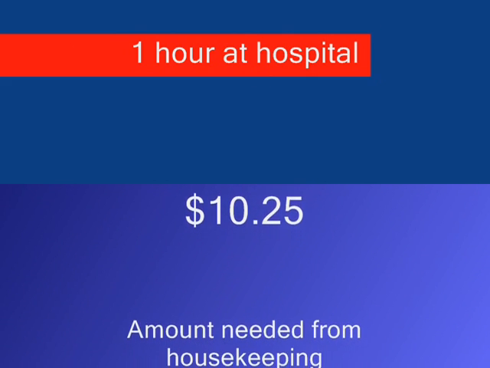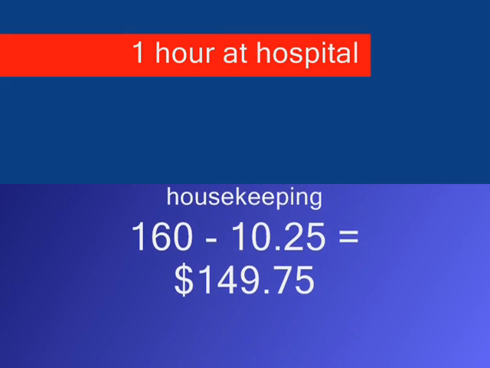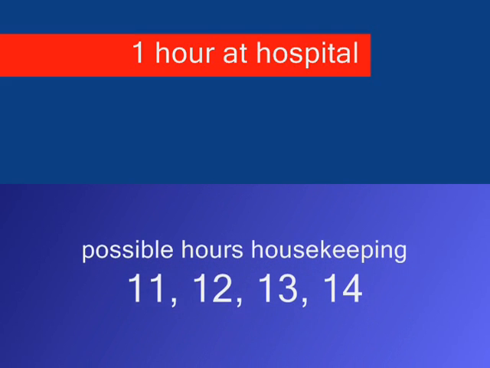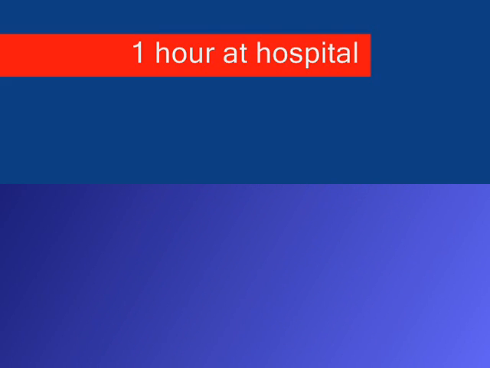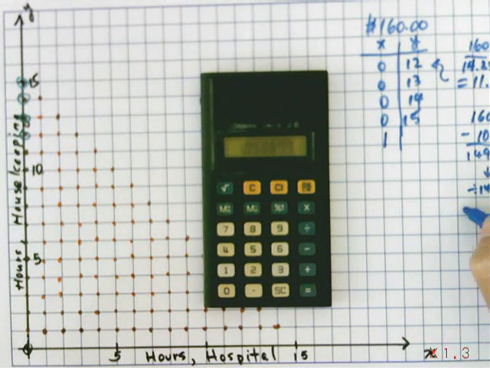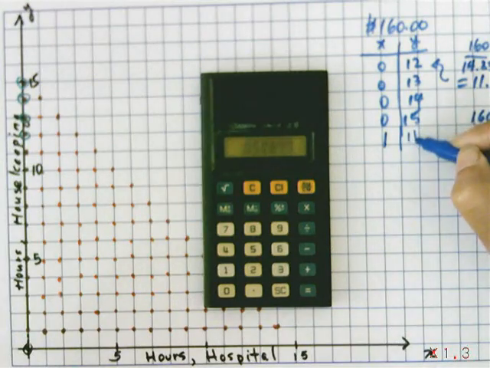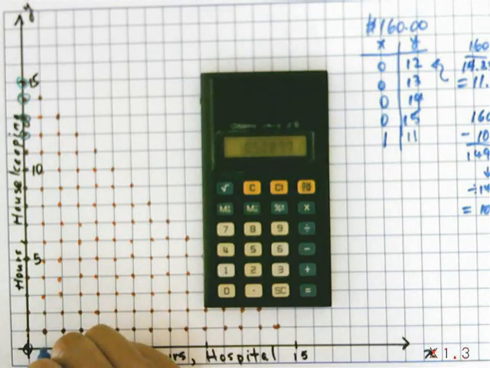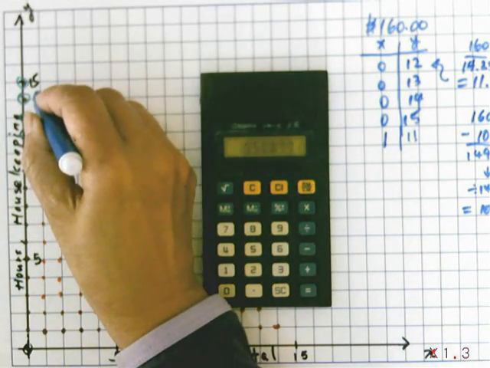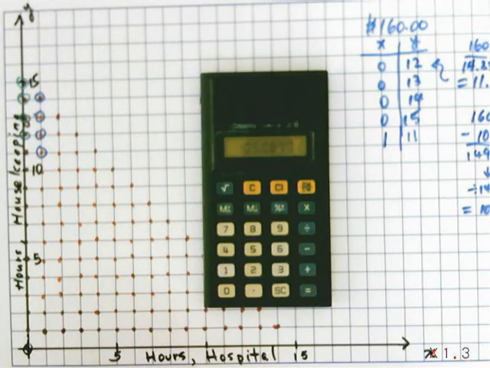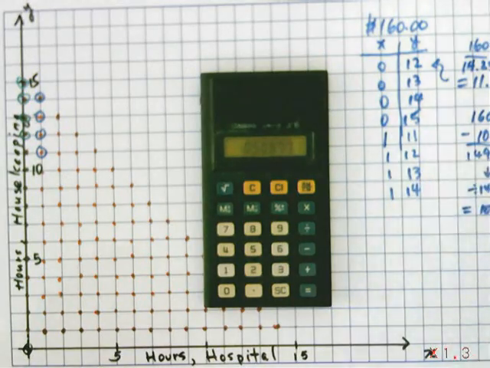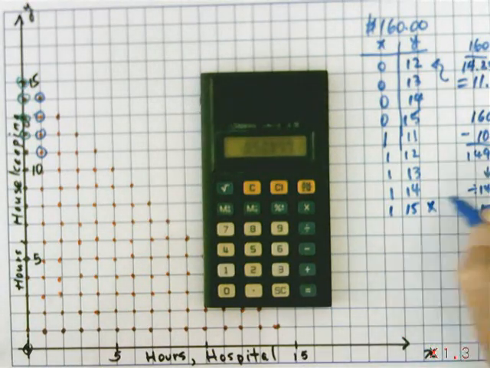At 1 hour at $10.25, she still needs to make $149.75. At $149.75 divided by $14.25 an hour that she gets with her mom, she needs to work at least 11 hours. I'm graphing the points now. So when I complete the table, we can have 1 hour at the hospital, or 11 hours with her mom, or 12 hours with her mom, or 13 or 14 hours. 15 hours is not allowed.